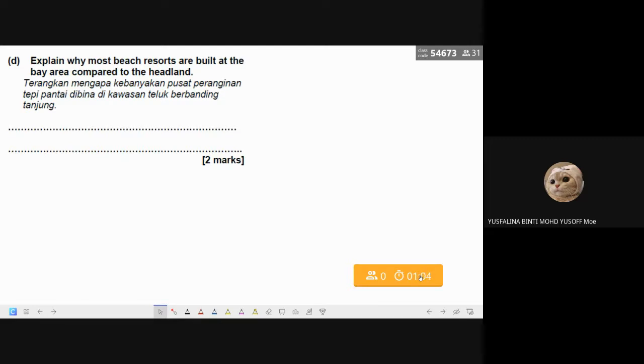So two marks, so that means 2 points. Okay, maybe you can explain from the energy part, right? The energy part of the wave. What is the energy at the Bay Area? Whether it's high or low, and what will they produce.